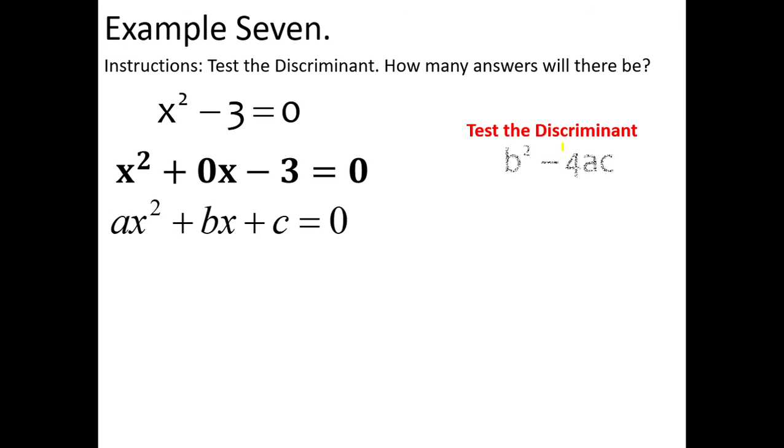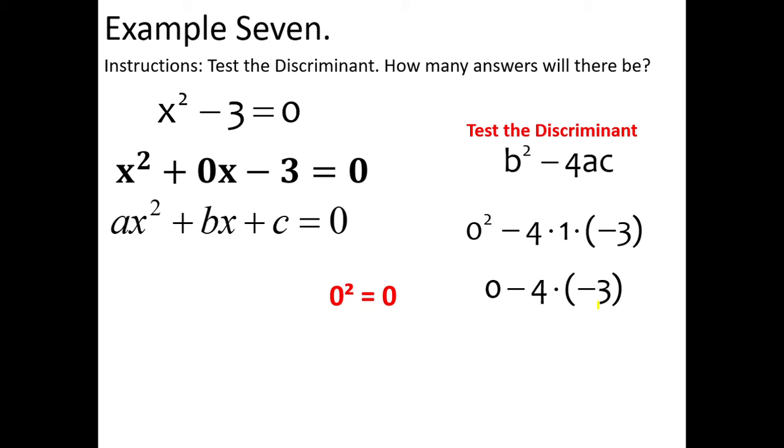So testing the discriminant, we're going to plug in 0 for b, 1 for a, because there's 1 x squared there, and -3 for c. So 0 squared is still 0. And here we have a -4 being multiplied times a -3. Negative times negative is positive. They cancel each other out, and we get a positive 12. So that's a positive number.